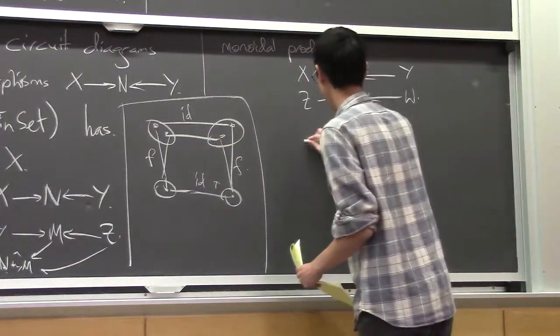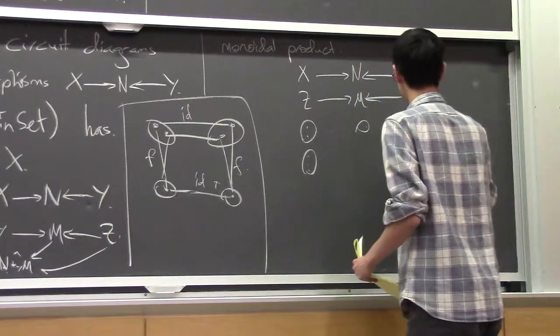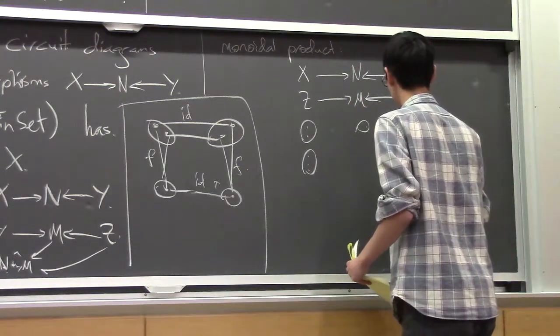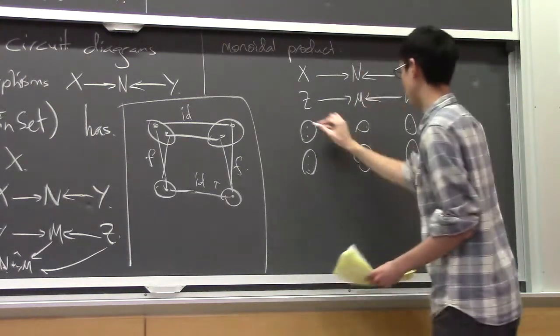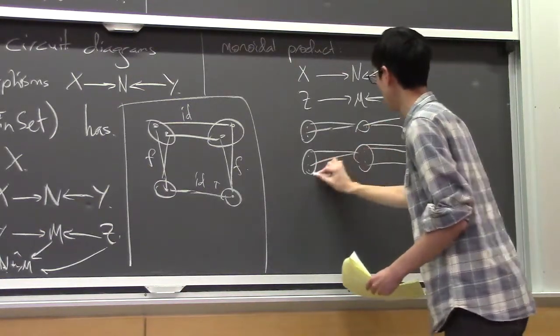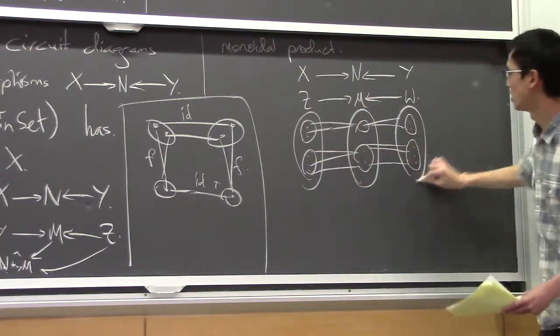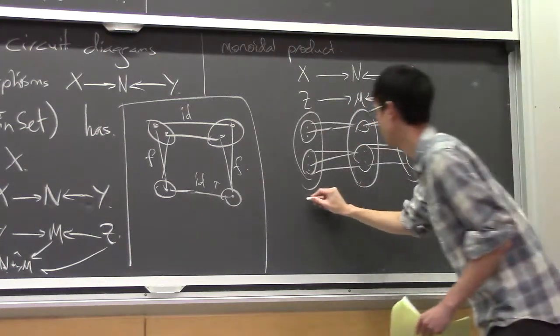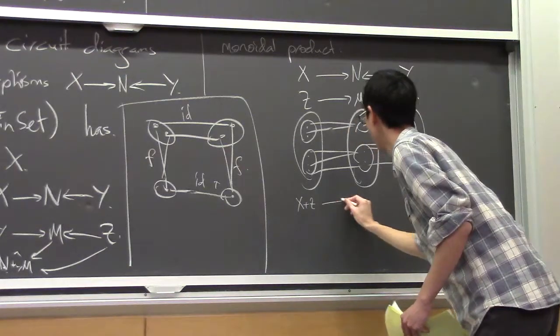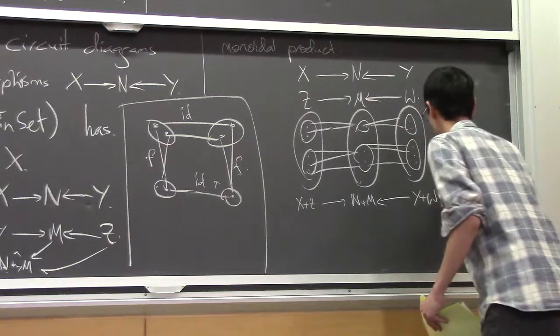So the schematic picture is that if I have these things and these cospans, I can just run them into one big picture. And that's a new cospan from X plus Z to Y plus W.